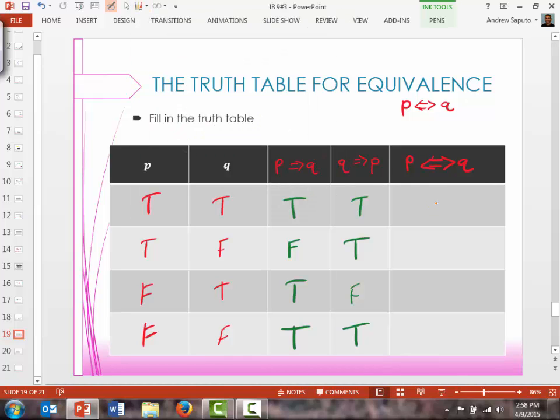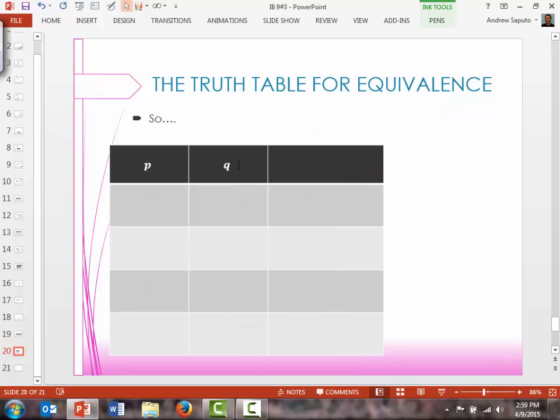So, for P if and only if Q, we have to have two truths for our two implications. So, what do we have? True, false, false, true. Why did you have to fill out those first two? Well, you have to look at these. It has to be true, true, then true. False, true, then true, or false. True, false, false. True, true, true. Okay? All right. So our implication is that this is a redundant slide.